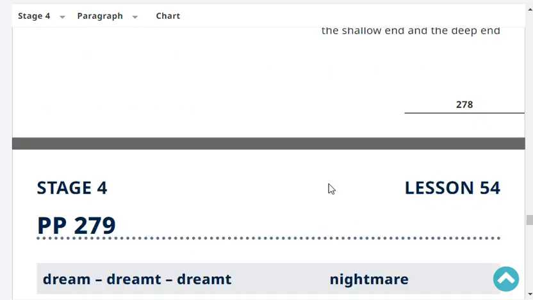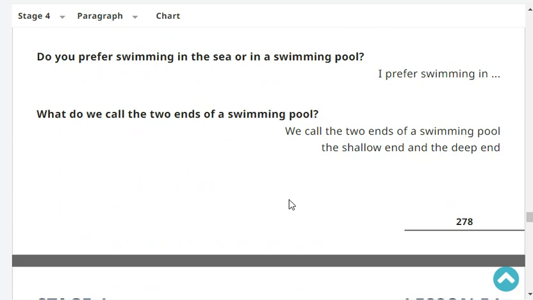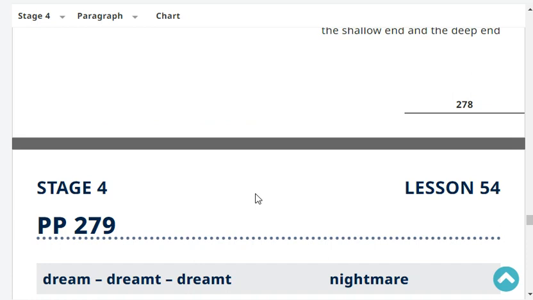What do we call the two ends of a swimming pool? We call the two ends of a swimming pool the shallow end and the deep end. Very good. Okay, so that's the end of our revision. Let's have new work.